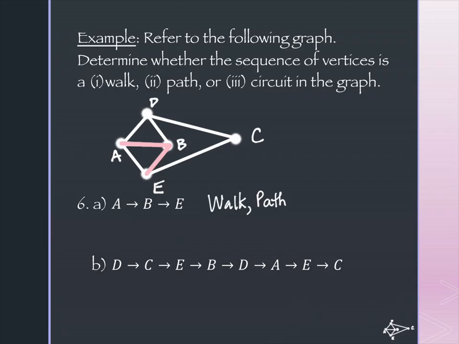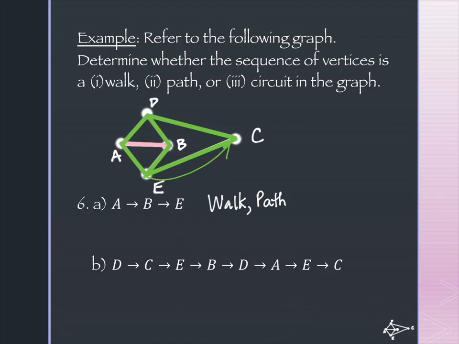All right, let's look at B. And I'll change colors. We'll go with green this time. All right, we're starting at D. So we go from D to C, C to E, E to B, B to D, D to A, to E, and E to C. I've got to draw it that way, otherwise you can't see it on top of itself.